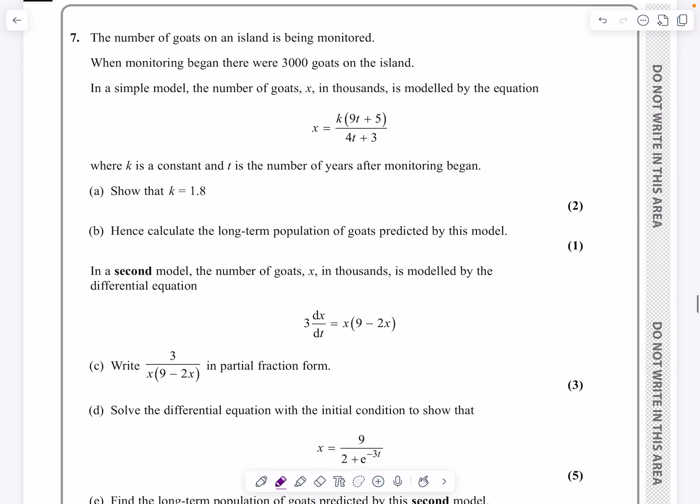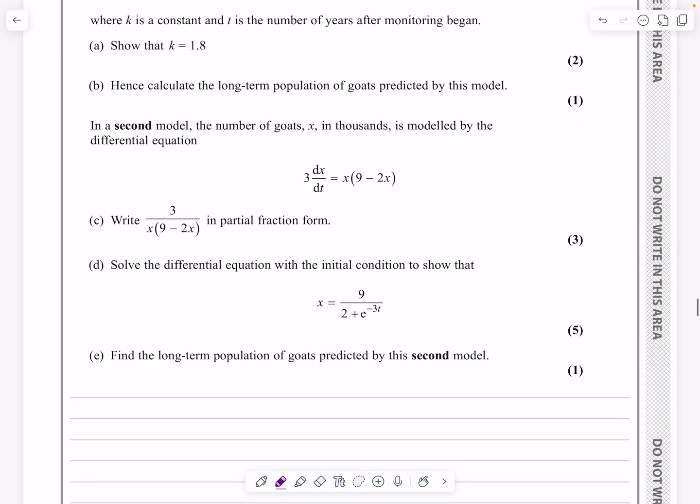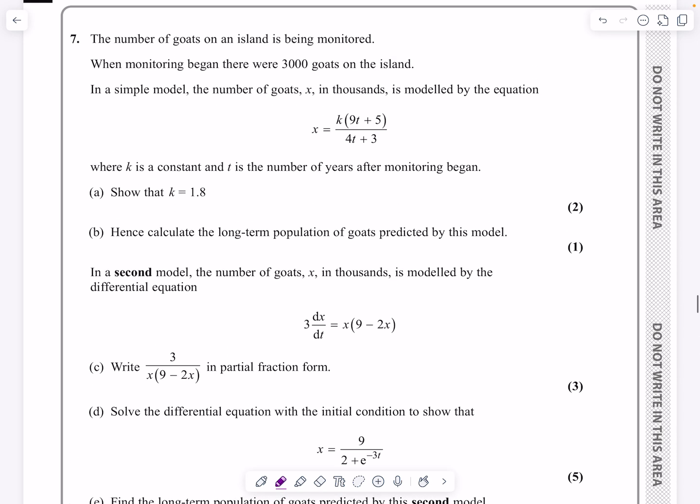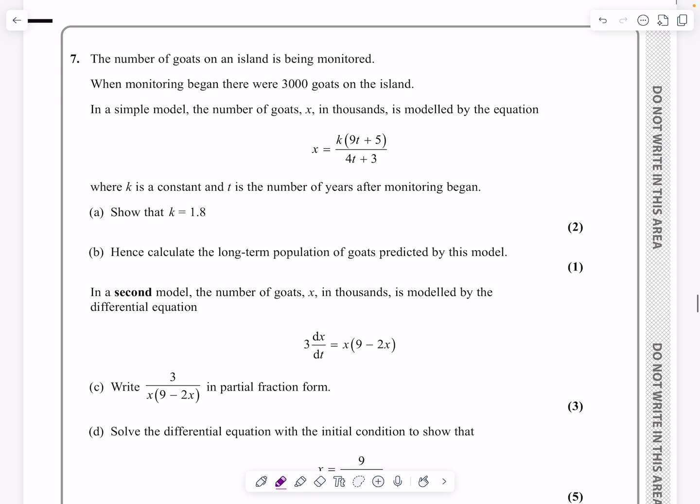Okay, this is the P4 paper from October 2023. It's question number 7, and this is a modelling equations question. We're going to be modelling with differential equations at the end. It's integration. We're going to be doing a little bit of partial fractions work in there, but there's a lot of different parts to this question. So let's jump in and get started with it.